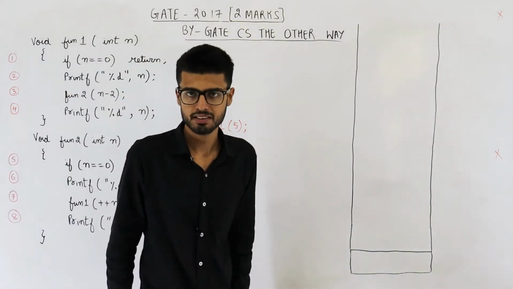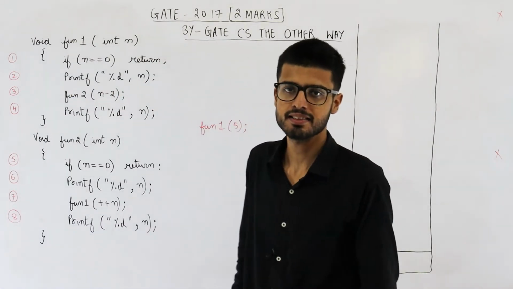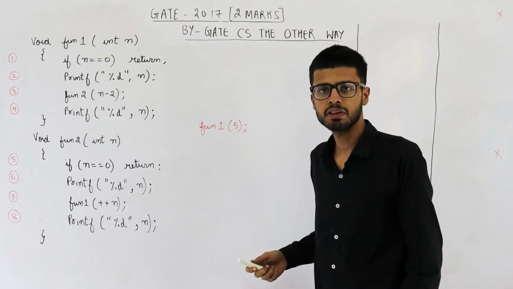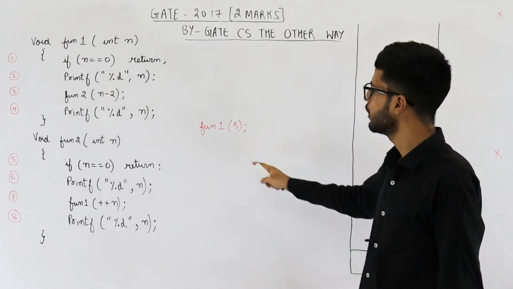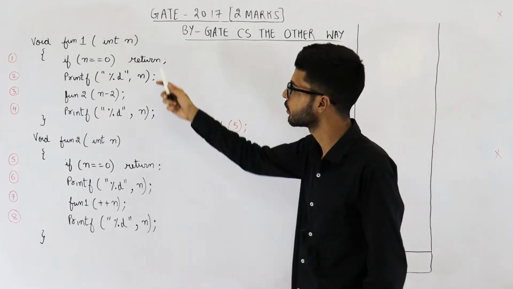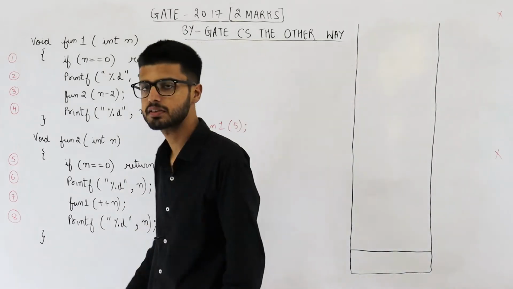Hello people, welcome back. This question is from the GATE 2017 exam and is for 2 marks. They're asking what will be the output that is printed if we call fun1 and pass 5 as the parameter. So the definitions of fun1 and fun2 are given.